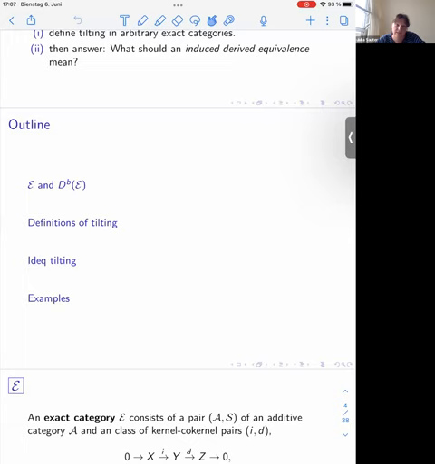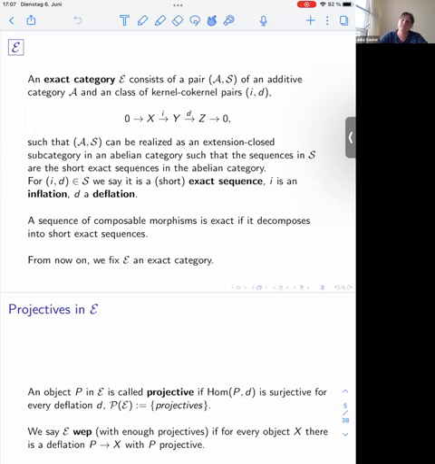But I must say I'm excluding all types of big tilting and Wakamatsu tilting, infinite tilting, and so on. This is basically all inspired by small tilting. This is the only situation I know that you get derived equivalences. I mean, there might be others, but that's what I know. So then let's start. This is probably something you all know, so I don't go too long about this.